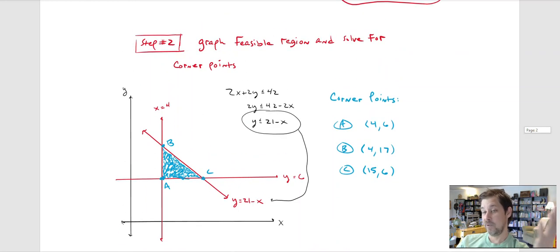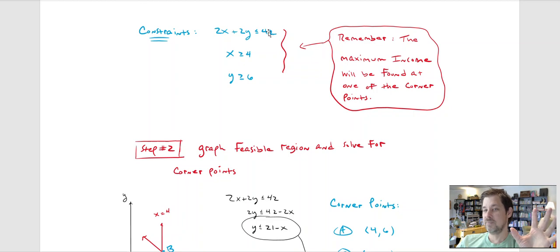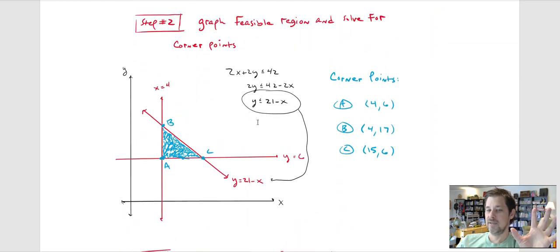So what you're looking at when you graph the feasible region is all the points under this line, right of this one, and above this one. So here you're looking at it: all the points under 21 minus x, right of x equals 4, and above y equals 6. Now when we solve for the corner points, we find A is 4 for x, 6 for y, B is 4 for x, 17 for y, and C is 15 for x and 6 for y.